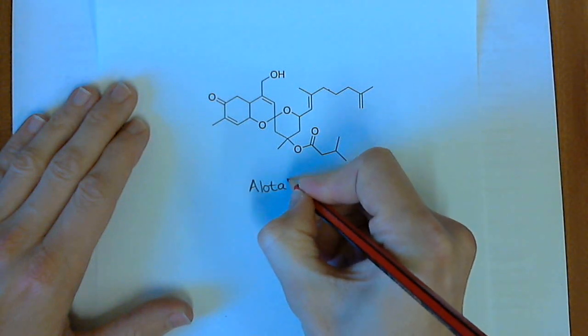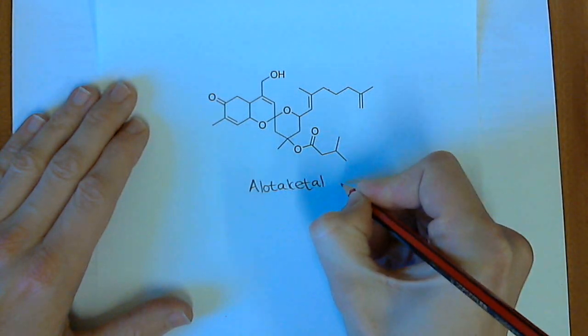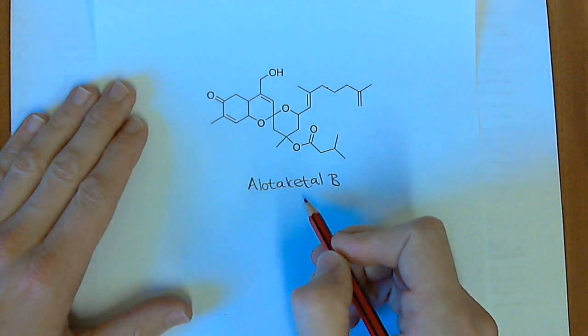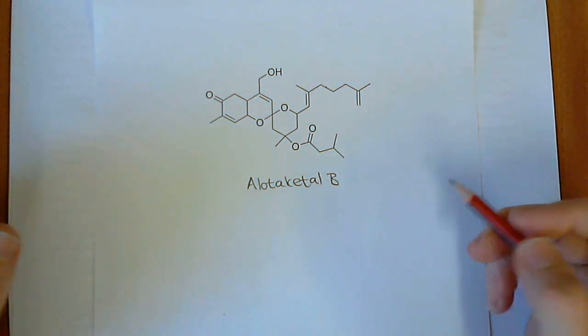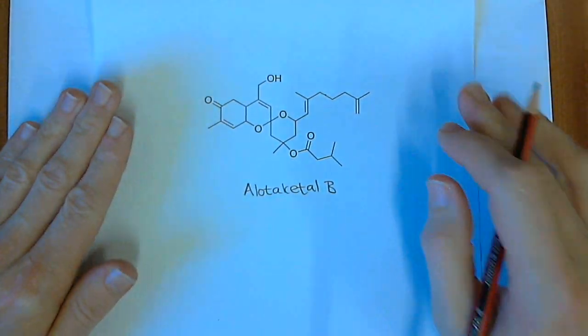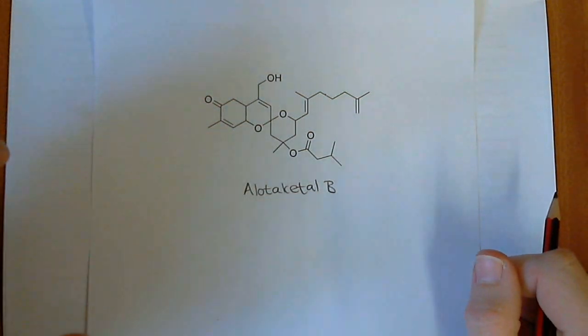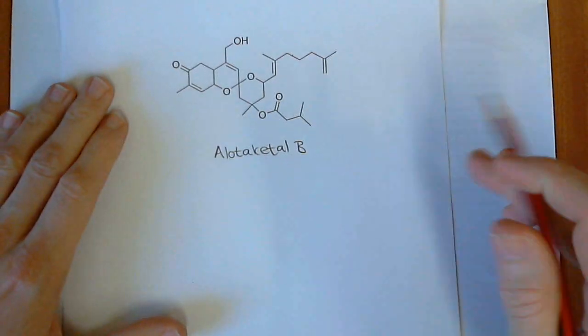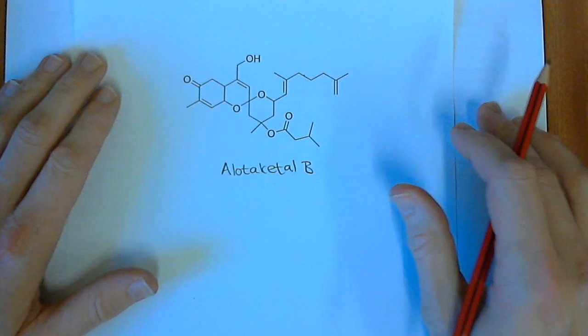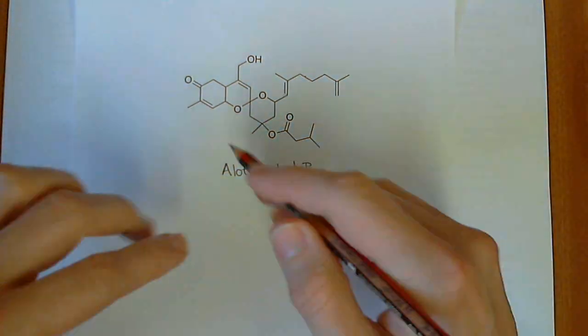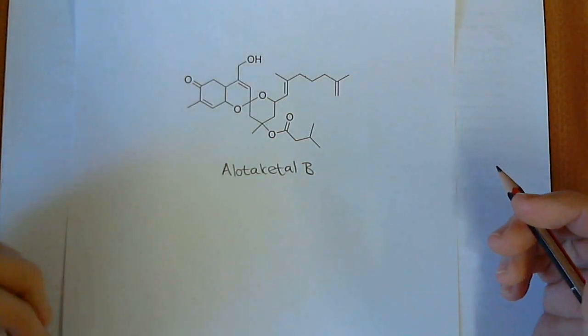It's called allotoketol B, and number A has actually just been made. It was reported in the Journal of the American Chemical Society this year, and it's slightly different from this, but not so different. Now, what we need to be able to do with this would be a typical question in one of your tests and exams.